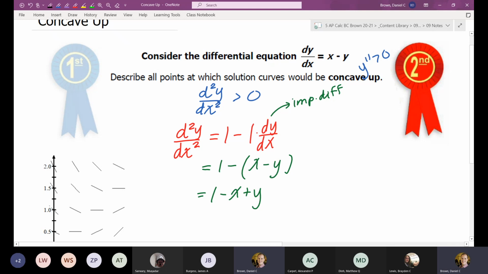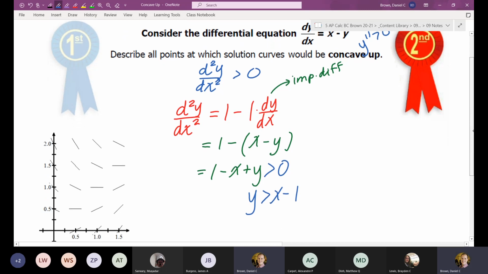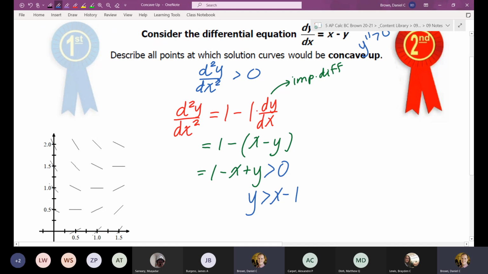Let's not forget what we're trying to show. If it's concave up, what do I want this value to end up being? Greater than 0. That means a whole lot of nothing. It's a lot easier to do if you solved it for y. So solving for y, y is greater than x minus 1. So if you wanted to describe all the points that were concave up, how would you verbally describe them? All the points that are above the line. Everything above that line. So basically all points above y equals x minus 1.